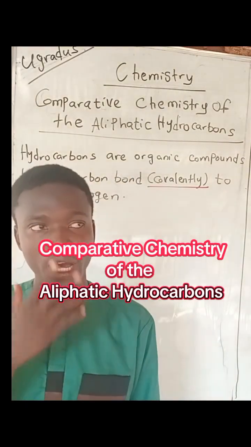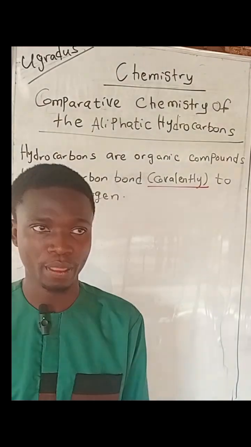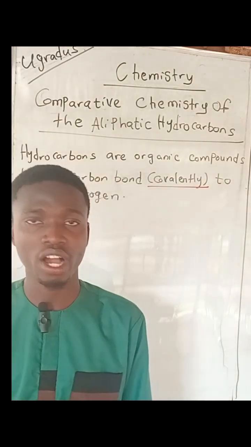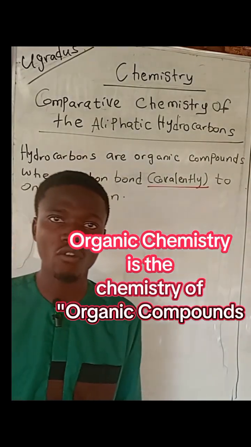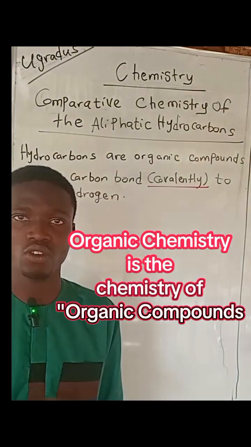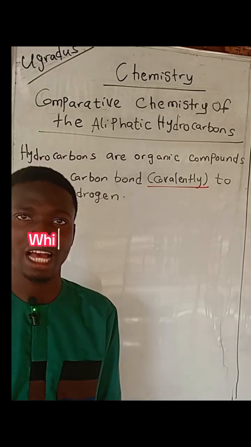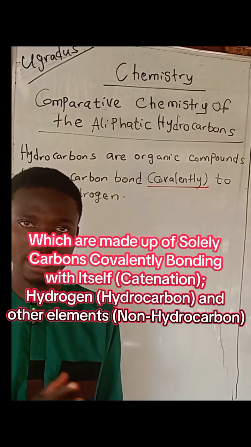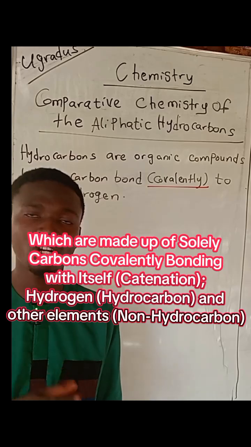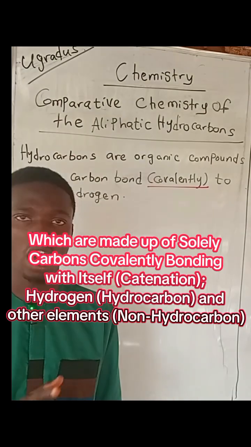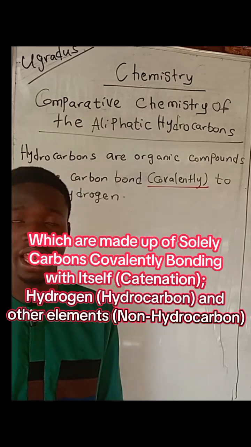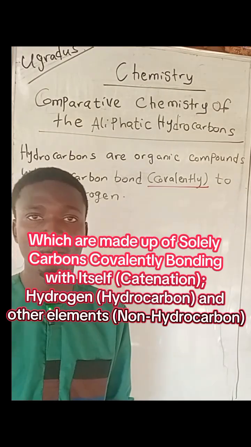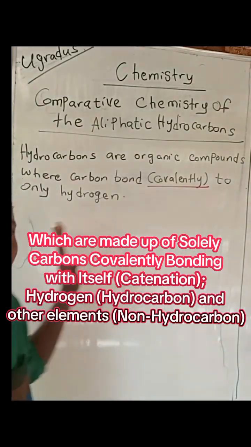If you can recall, we have been treating organic chemistry. When we say organic chemistry, it is the chemistry of a group of compounds known as organic compounds. These compounds are made up of carbon. Carbon bonding with itself is catenation. Carbon bonding with hydrogen is called hydrocarbons. And carbon bonding with other elements is called non-hydrocarbons. But in this video, I'm going to be treating the hydrocarbons.